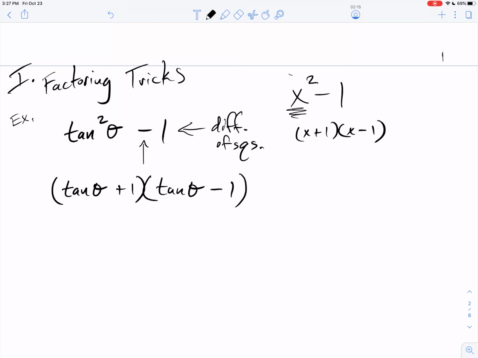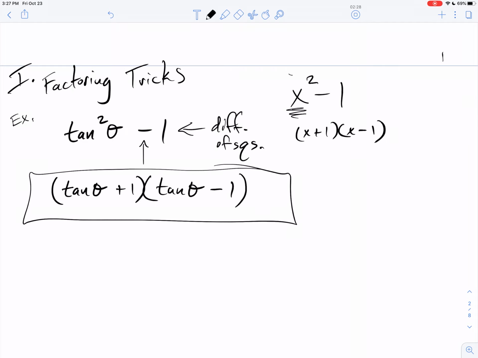It could happen. Trig is amazing, all the little stuff that's embedded in it. So we're going to do tangent theta plus 1 times tangent theta minus 1. That's the answer they want, by the way. In this first section, it's just factoring.